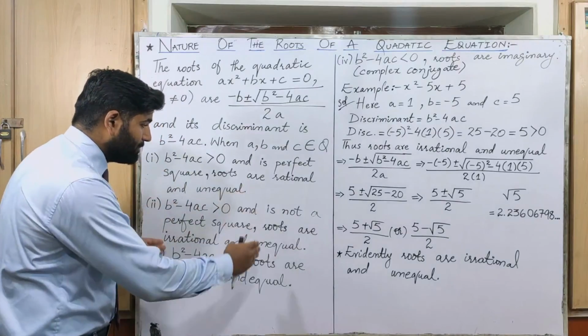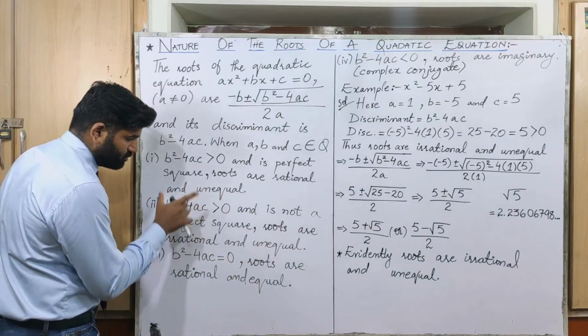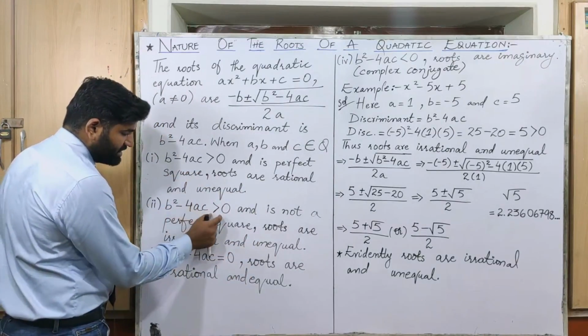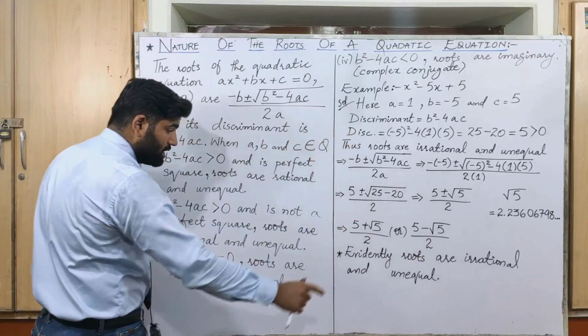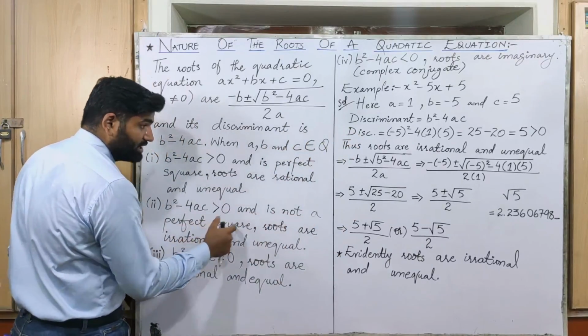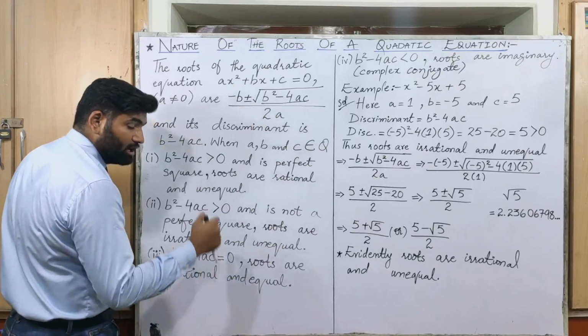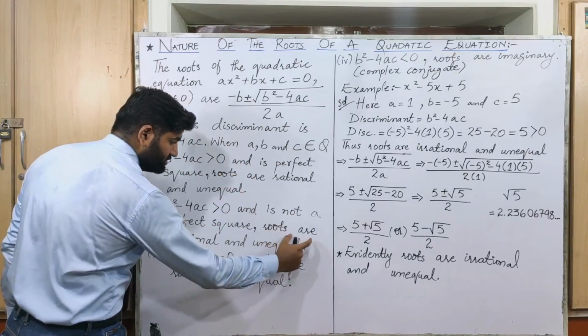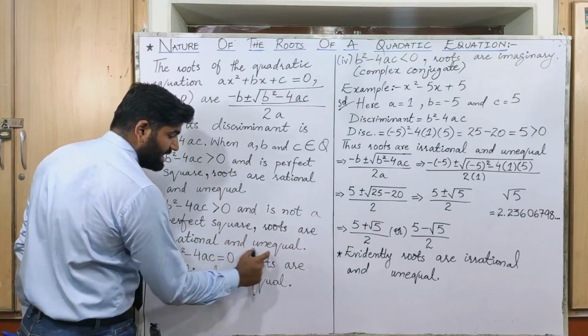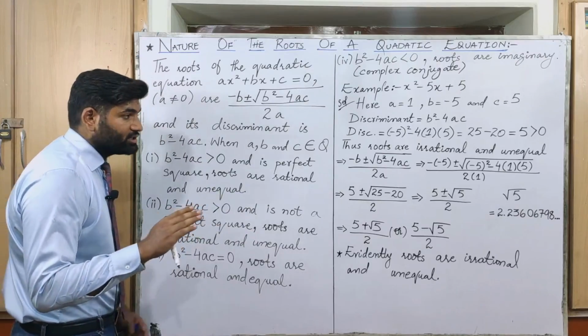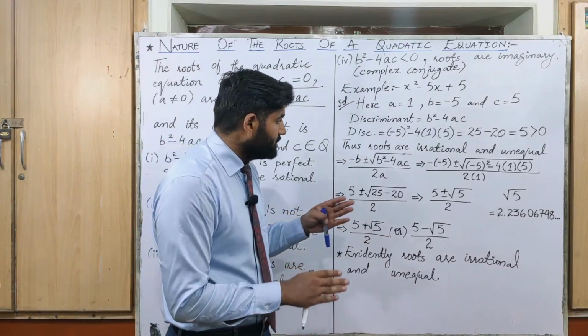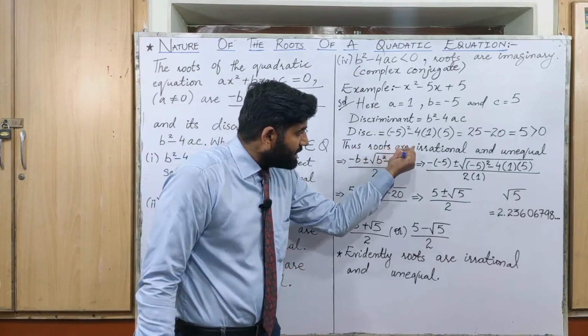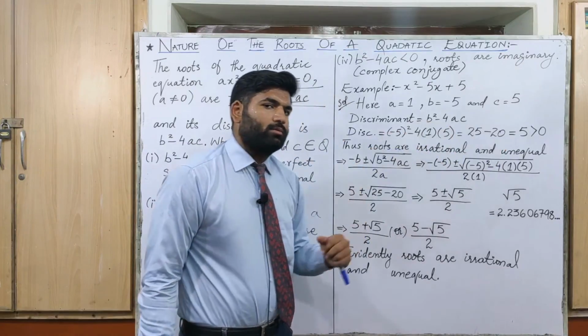So which condition will apply? See, this one. Is b square minus 4ac greater than 0? Yes, it is greater than 0. And is it not a perfect square? Yes, it is not a perfect square. So what will our roots be? The roots are irrational and unequal. We can just directly tell that the roots are irrational and unequal.